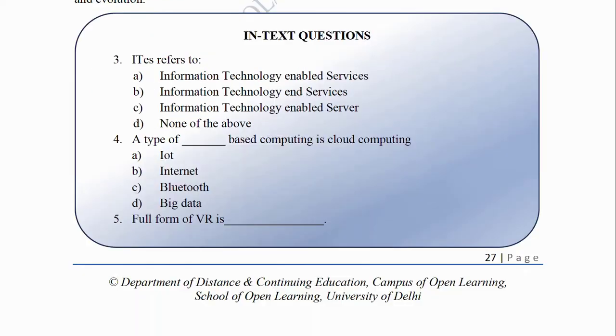In text questions, point number 3. ITs refers to A. Information technology enabled services, B. Information technology and services, C. Information technology enabled server, D. None of the above. Next question.